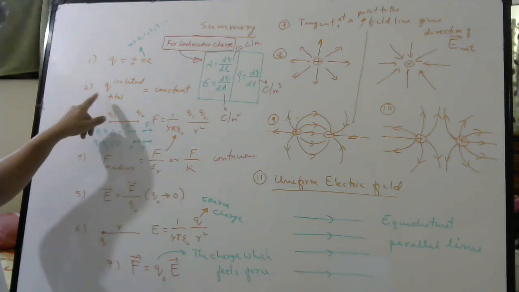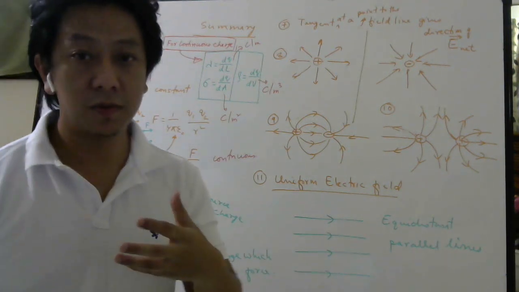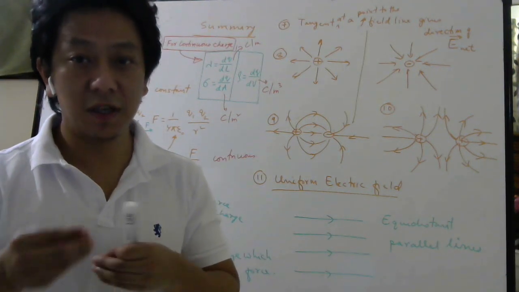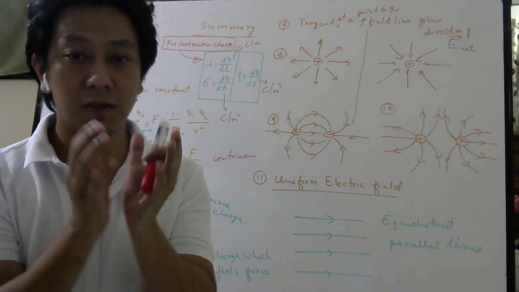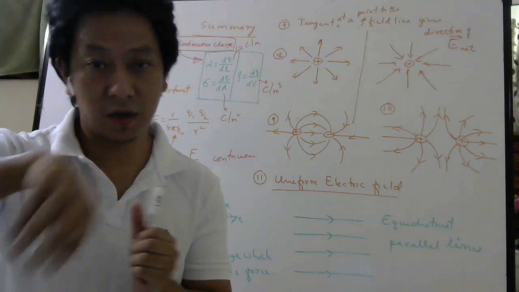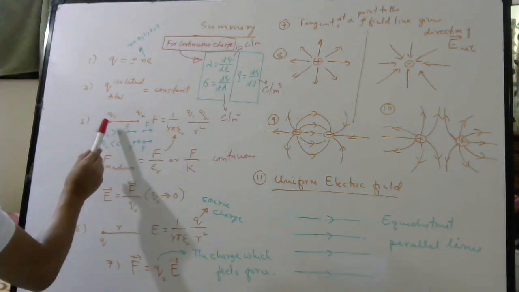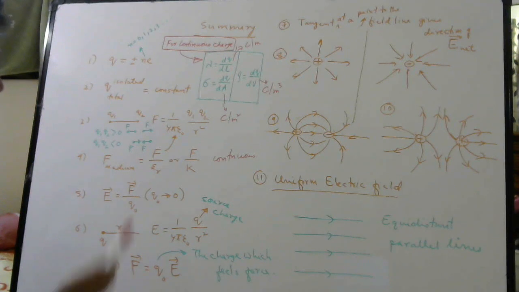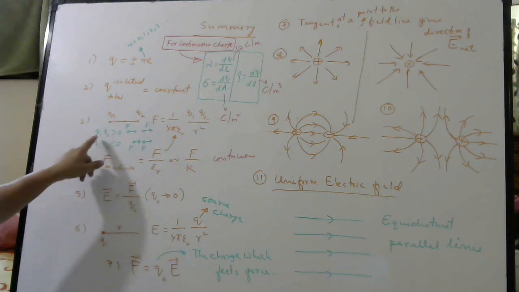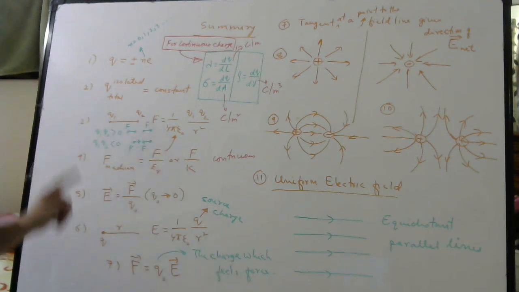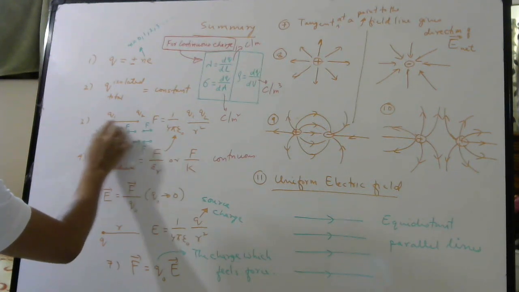Then the second part says the total charge of an isolated system. Isolated means what? The system should not be able to exchange charges with another body. So if the system is isolated, it is not interacting with any other surrounding objects, then the total charge will remain constant. Then if you have 2 point charges at rest, they will repel each other in the case that the product of the charges is positive. Product of the charges is positive means like charges, plus plus or minus minus. Then the force will be repulsive. It will be along the line joining the charges.